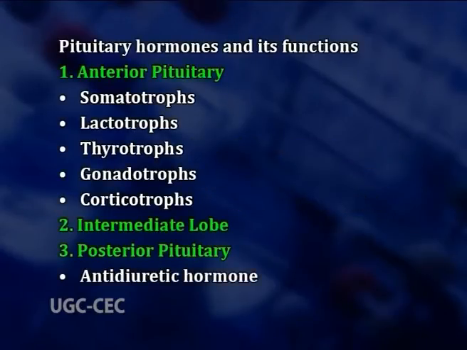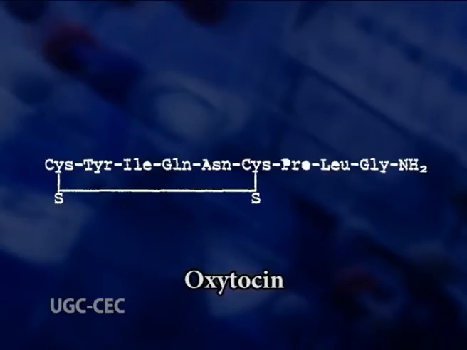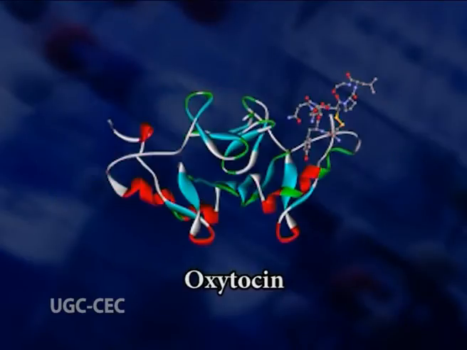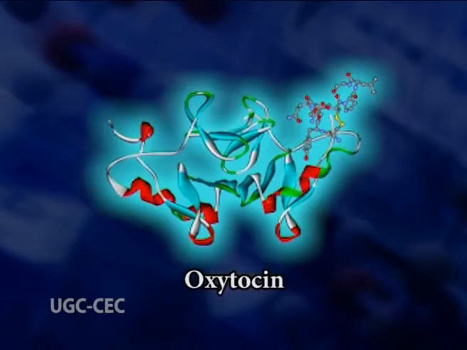Second hormone is oxytocin. It is released from the paraventricular nucleus in the hypothalamus. Oxytocin is one of the few hormones to create a positive feedback loop. For example, uterine contractions stimulate the release of oxytocin from the posterior pituitary, which in turn increases uterine contractions.